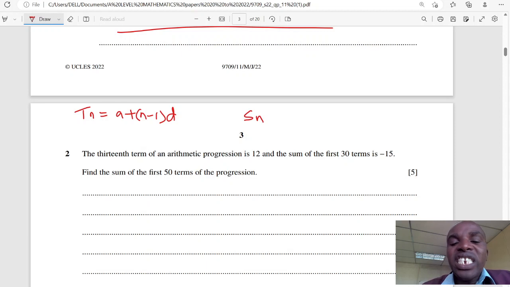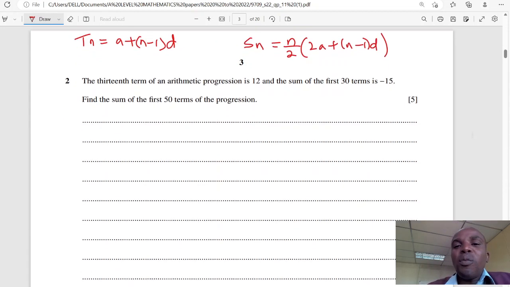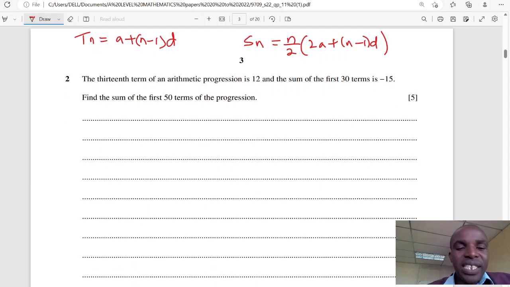Then the sum of n terms of an AP, arithmetic progression, is n over 2 times (2a plus (n minus 1) times common difference d). These are the two formulas that are applicable in this case. Right. So the first part, we're given T13, that the 13th term of the progression is 12, which means T13 is a plus, then you say 13 minus 1, which is 12d, is equal to 12.